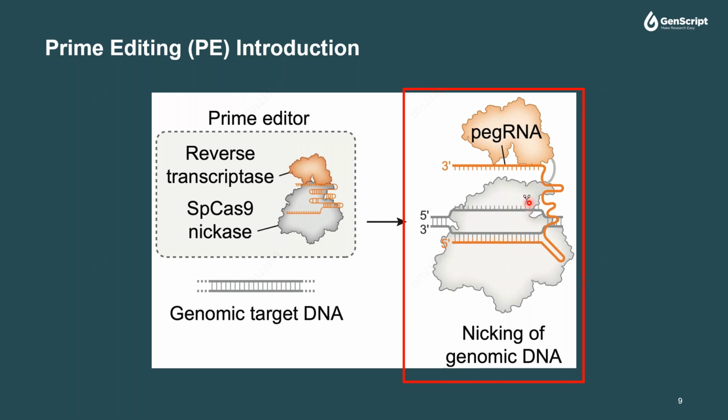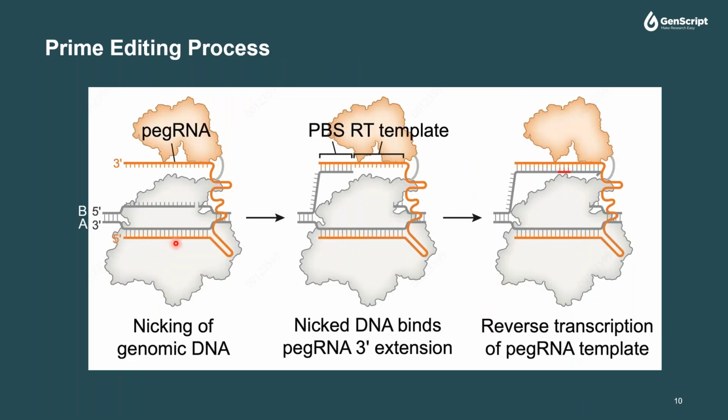Creating a nick on the template. After they create a nick, the prime binding site, also known as PBS, on the pegRNA binds with the nicked template. This prime binding site is also why we call this editing mechanism prime editing. Using this section of the template as a primer and the pegRNA as the template, a reverse transcription reaction occurs, and it will insert the desired sequence for editing.